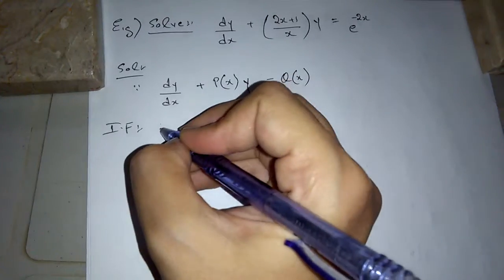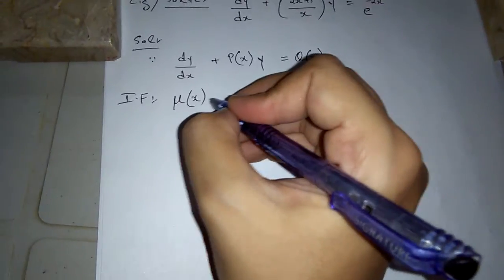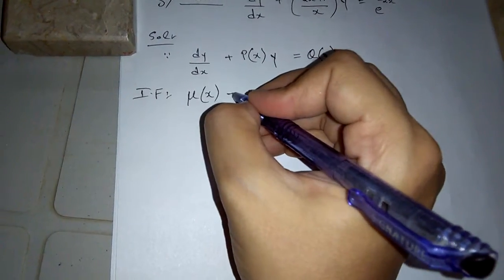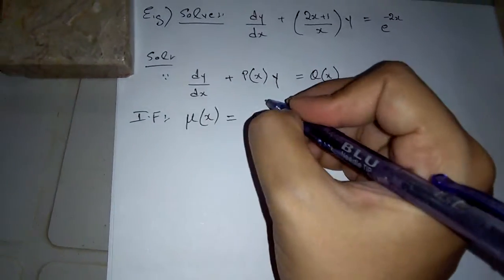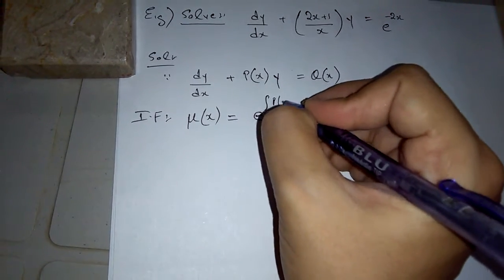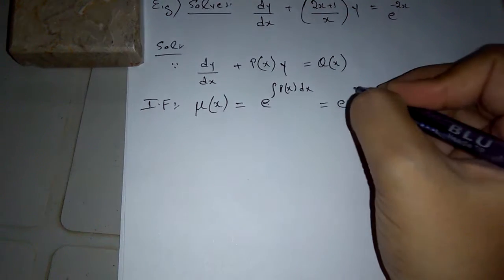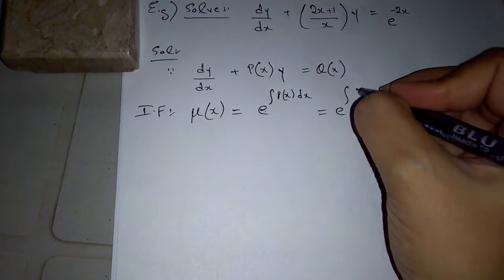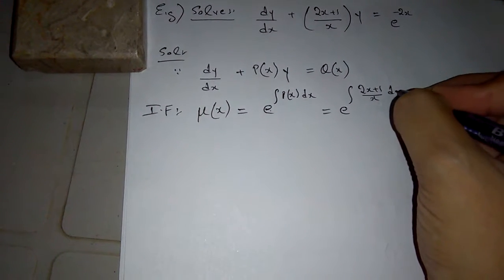So the integrating factor is mu of x, the independent variable. All right, so x is the independent variable. That's how the mu is going to be represented. So it is equal to exponential of integral of p of x dx. That's what it is about. So integral of 2x plus 1 upon x dx.